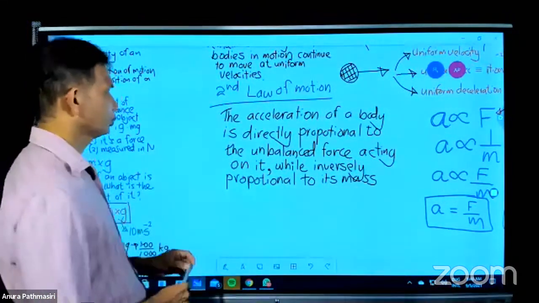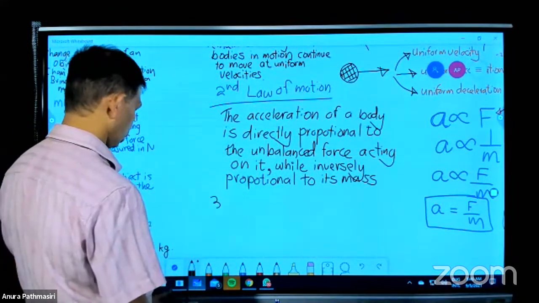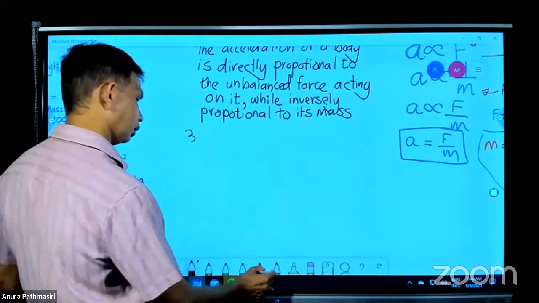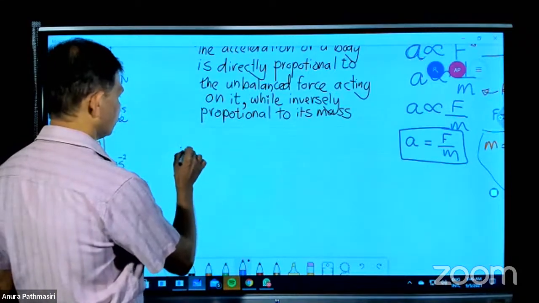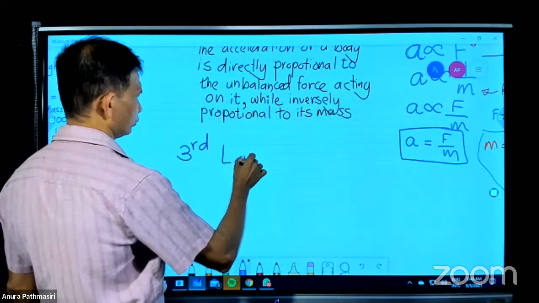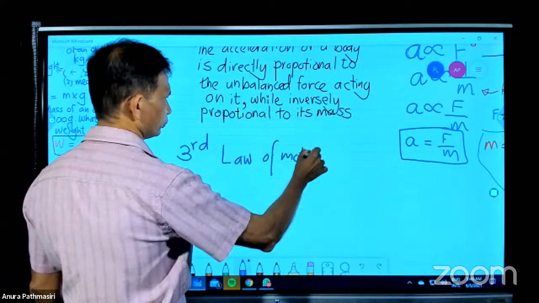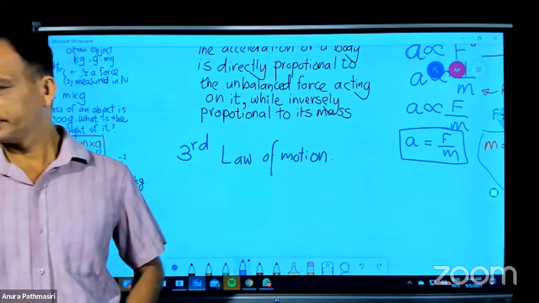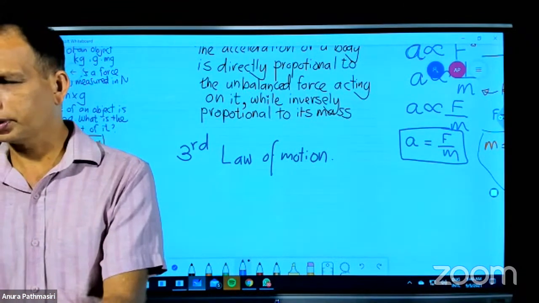So the third law of motion is pretty easy. Third law of motion, let's write that one. That is Newton's third law of motion. What is it?